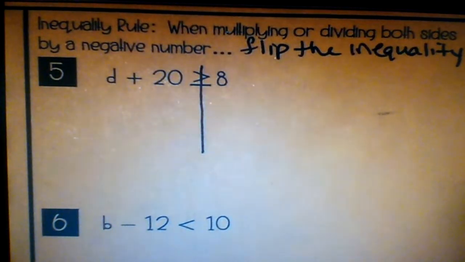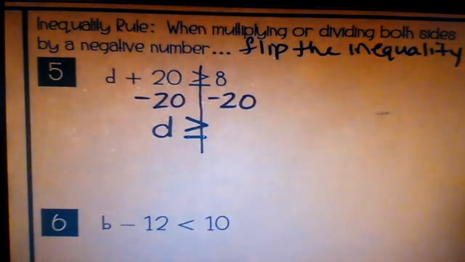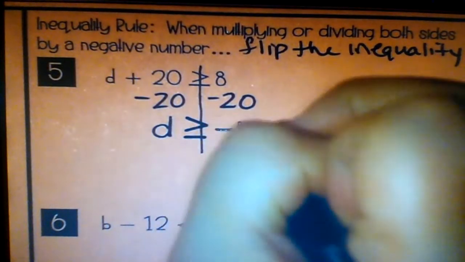So we're basically going to treat these just like they are equations with an equal sign. Okay, so again, when I cross that inequality symbol, I have to do the opposite. So how do I get D by itself in number 5? How do I move that positive 20? Subtract. So D is greater than or equal to, what's positive 8 minus 20? Negative 12.